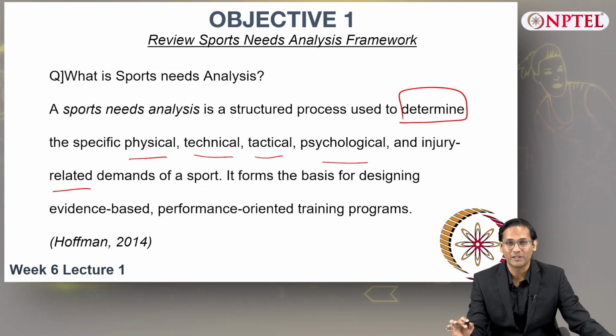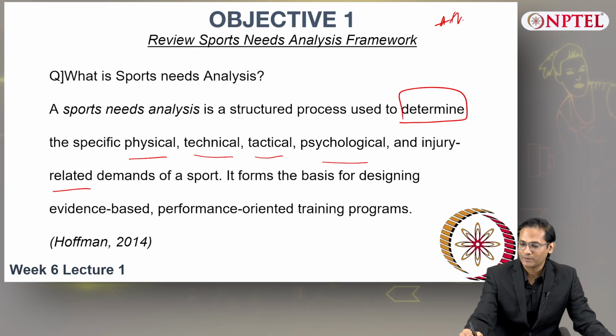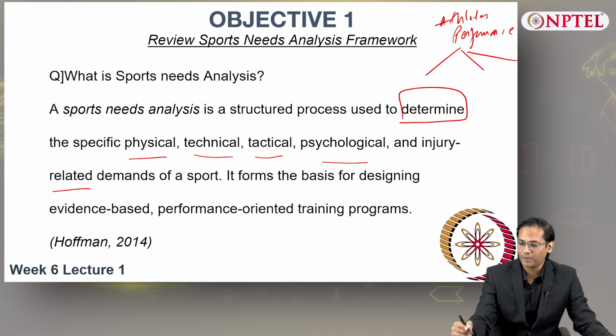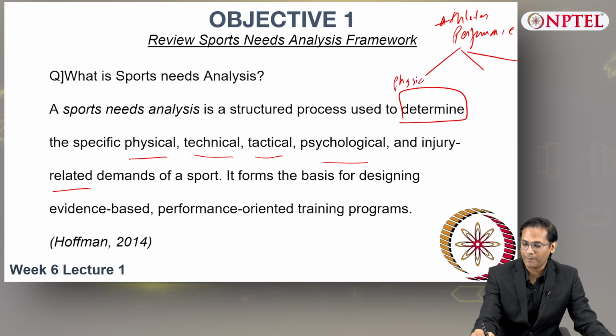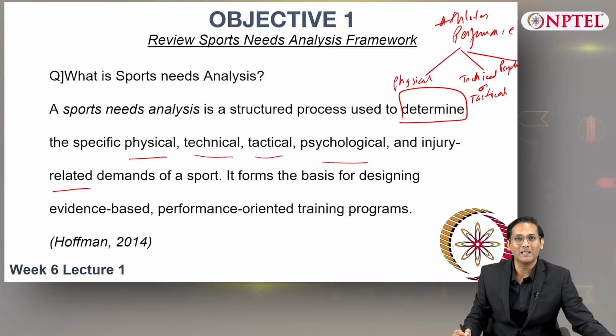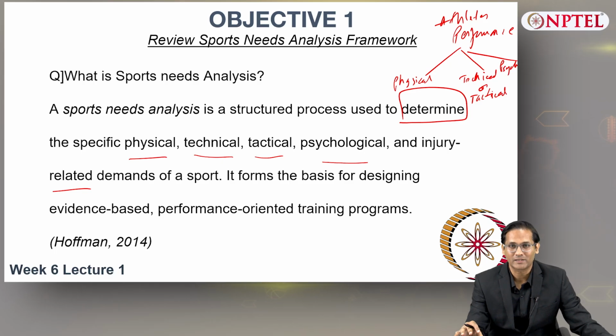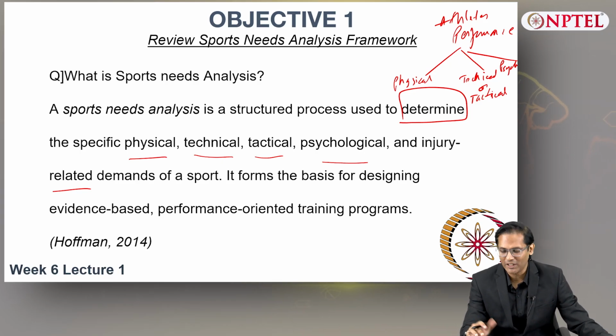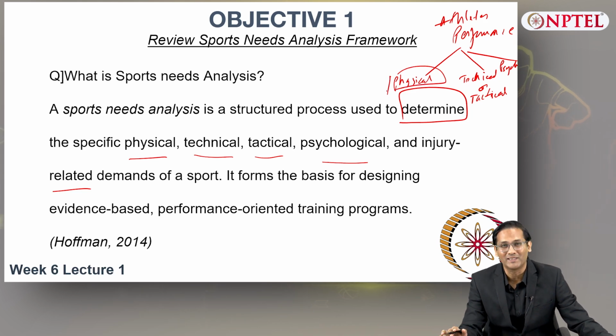As mentioned in the earlier lectures, an athlete's performance has three broad pillars: physical ability, technical or tactical ability, and psychological ability. So within these three contexts, an athlete's performance increases. For every sport, the demand of each of these pillars varies.